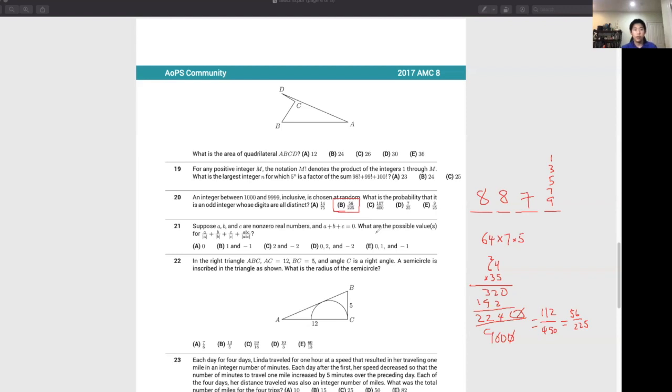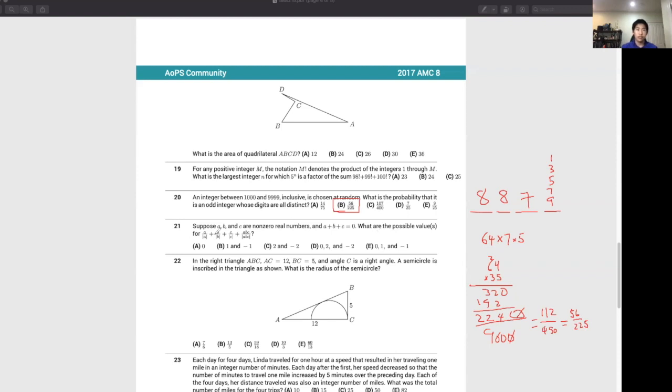Okay, now for problem 21. Suppose A, B, and C are non-zero real numbers and A plus B plus C equals 0. What are the possible values for A over the absolute value of A plus B over the absolute value of B plus C over the absolute value of C plus ABC over absolute value ABC?